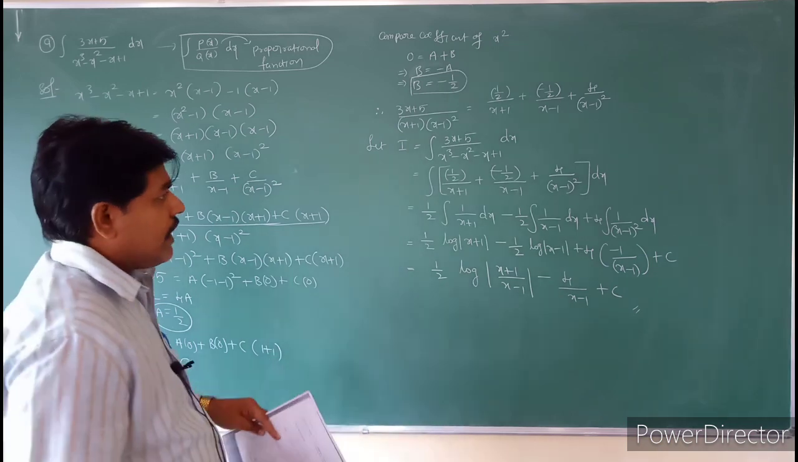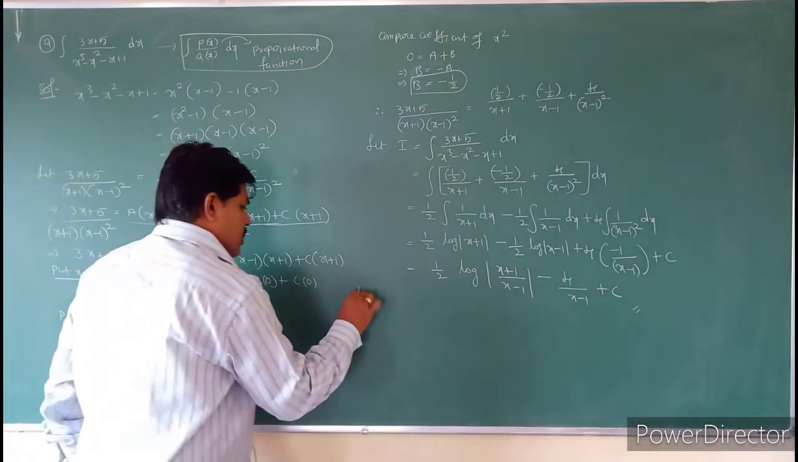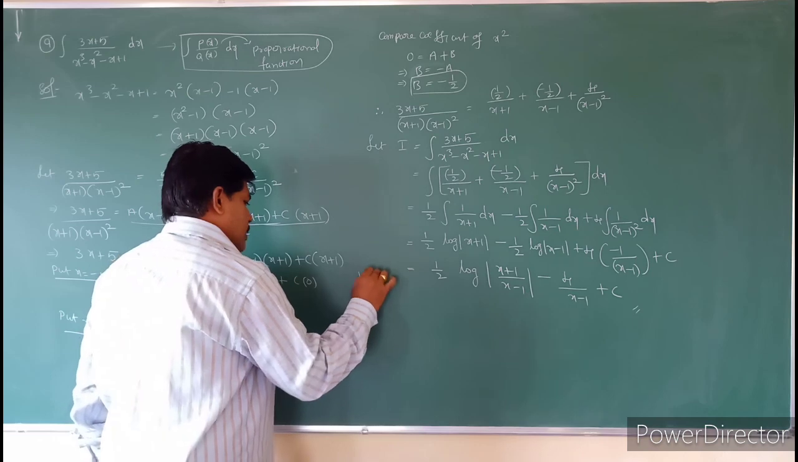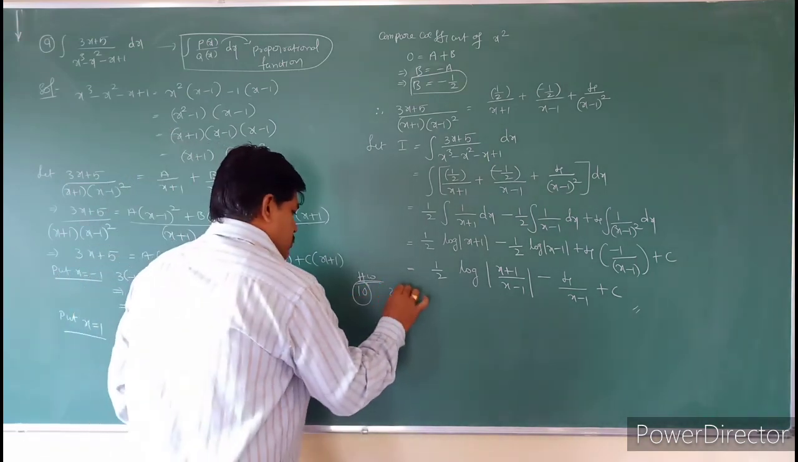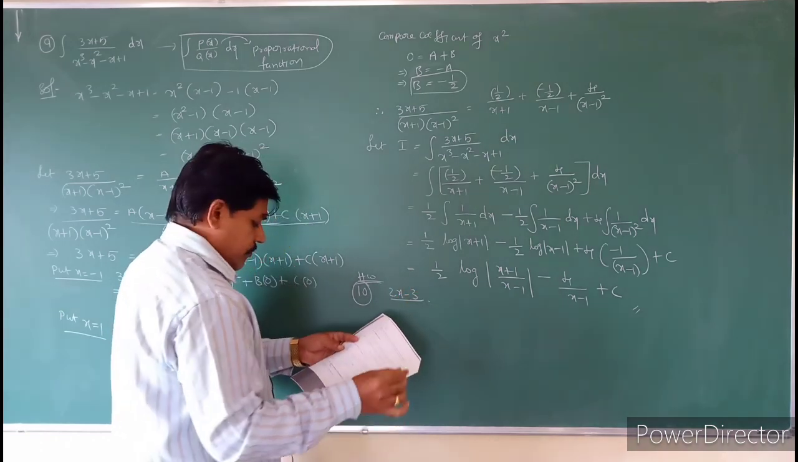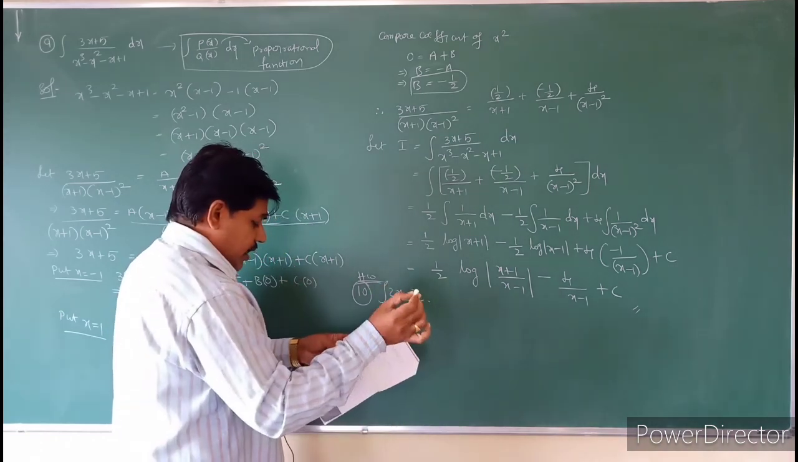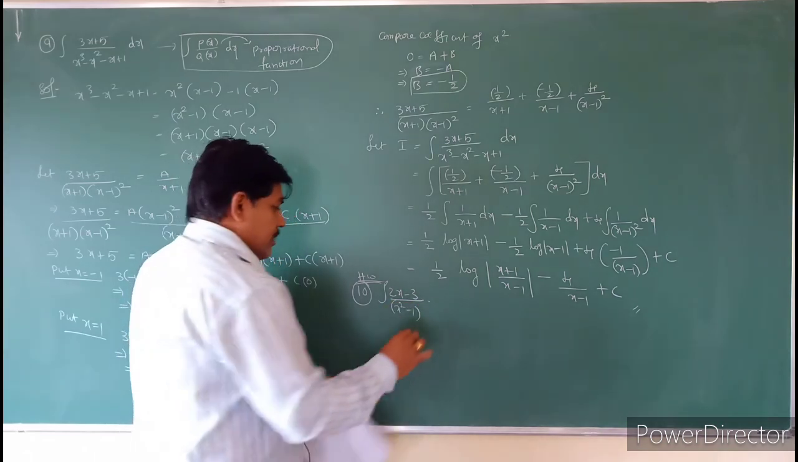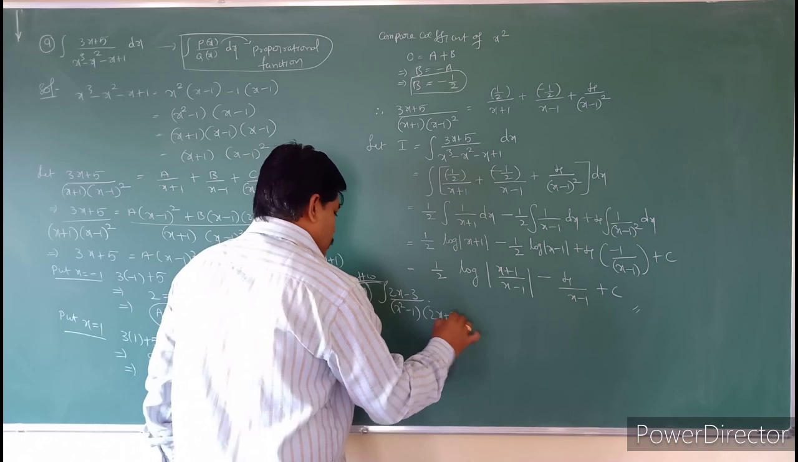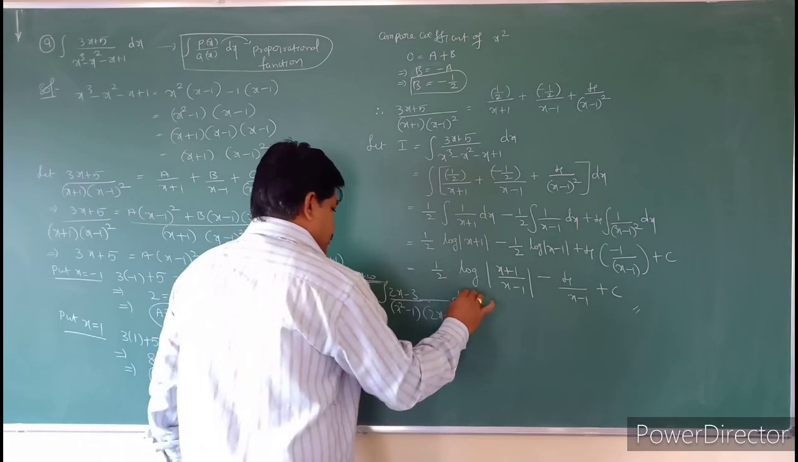Take question number 10 as the homework. Question number 10, take the homework, students. I will give you the partial fractions for that. So what is that one? Integral of 2x minus 3 by x square minus 1 into 2x plus 3 into dx.